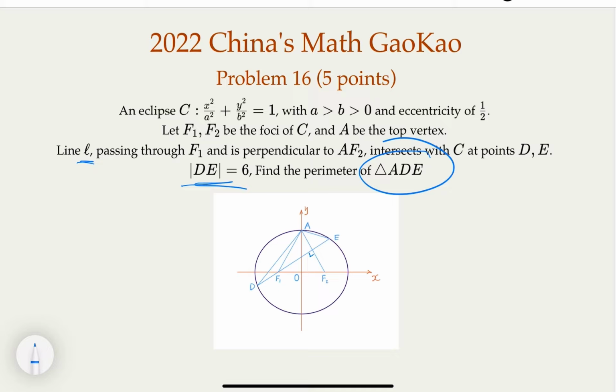All right, so why don't you think about it to see how many minutes it takes for you to get the answer for this 5-point problem in China's college entrance exam. When you're ready, let's continue with the video.